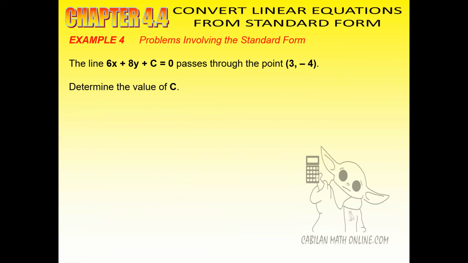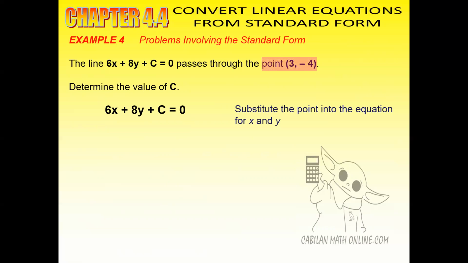First things first, always start off by writing down the equation: 6x plus 8y plus c equals 0. Remember that what we want to do is solve for the letter c, and you probably want to know how in the world we do that. Notice in this question, we are given a point. Anytime you're given a point, it always gives us two numbers, where the two numbers represent the x and the y respectively.